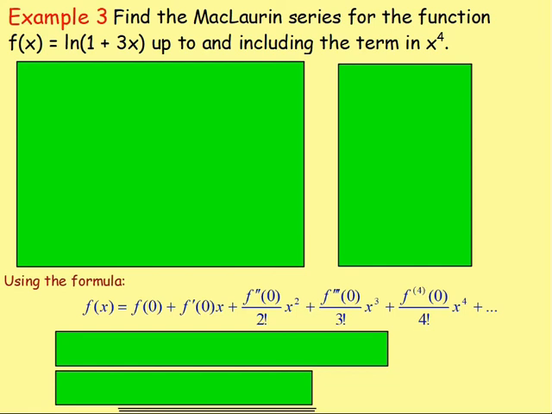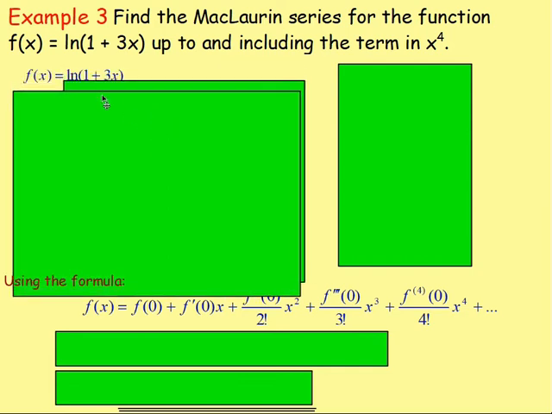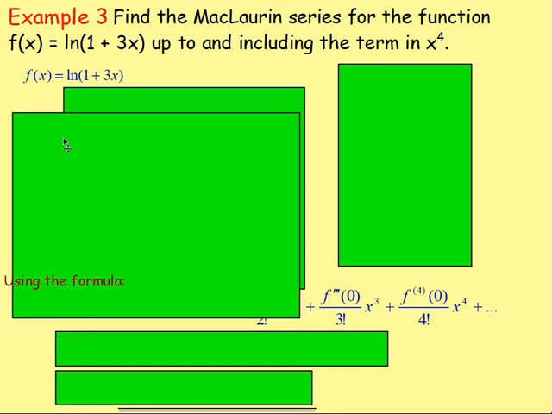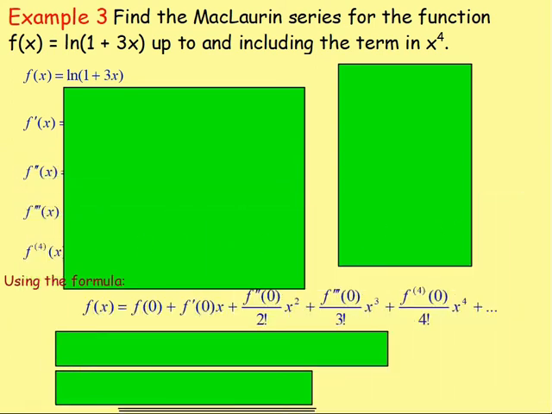Example 3, find the Maclaurin series for the function f of x equals ln, and in brackets, 1 plus 3x, up to and including the term in x to the power of 4. So for this one, again, you are starting with your function f of x equals ln(1 plus 3x). You know you are going to have to go on and differentiate, so work out f dash x and f double dash x, etc. So doing that, f dash x, if you differentiate ln something, it goes to 1 over the something. So we'd have 1 over 1 plus 3x.